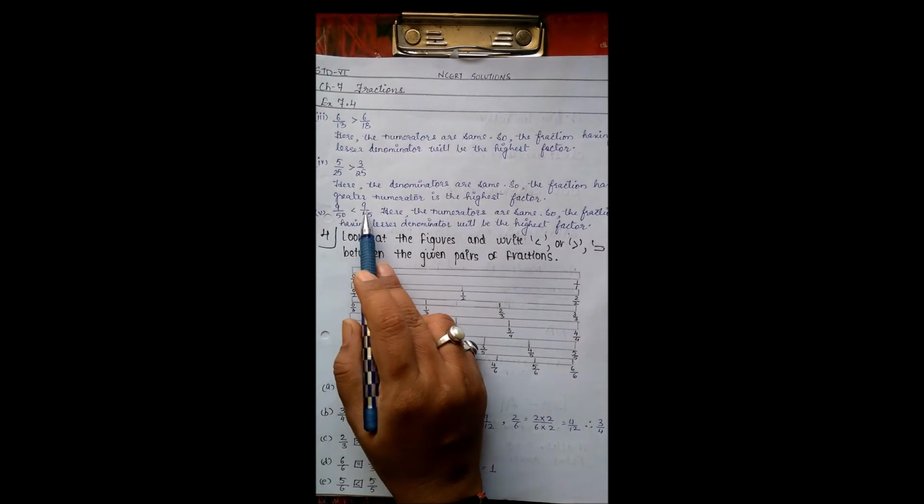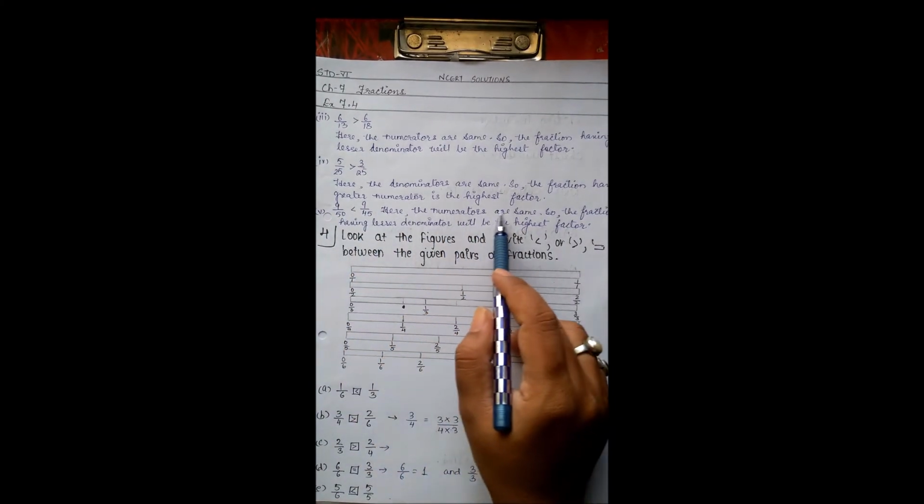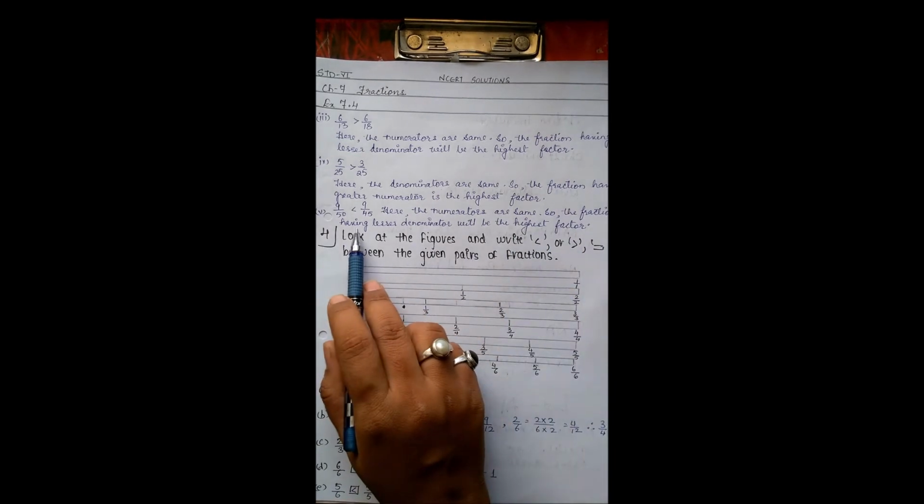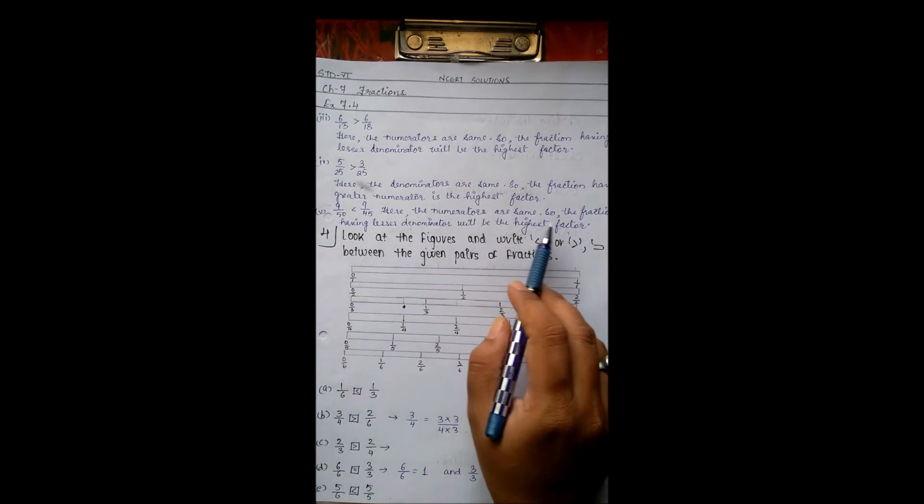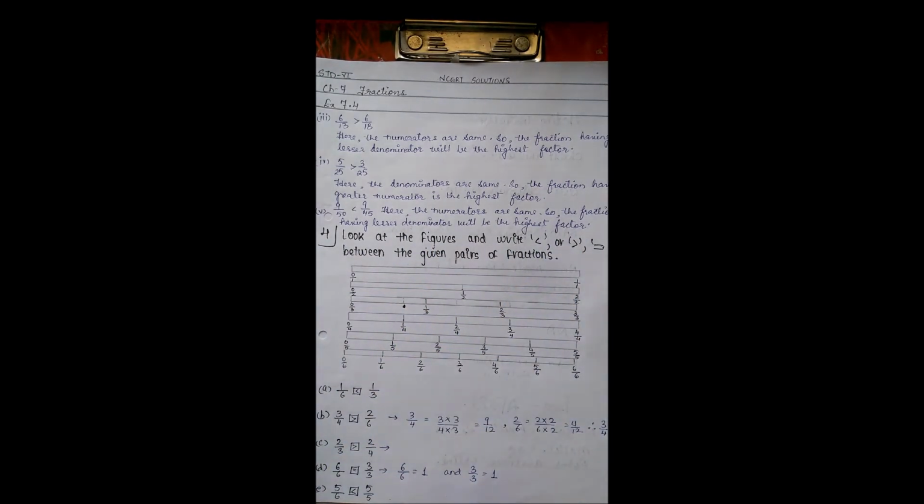9 upon 50 and 9 upon 45. Here the numerators are same. So the fraction having lesser denominator will be the greater.